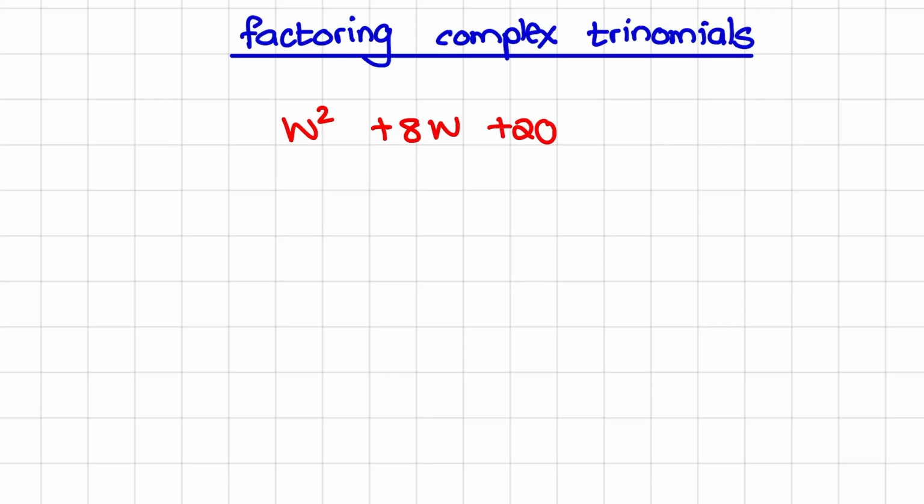And what we notice right from the start is that we cannot apply normal trinomial factoring. So we would need to use another method, and we are going to use completing the square.